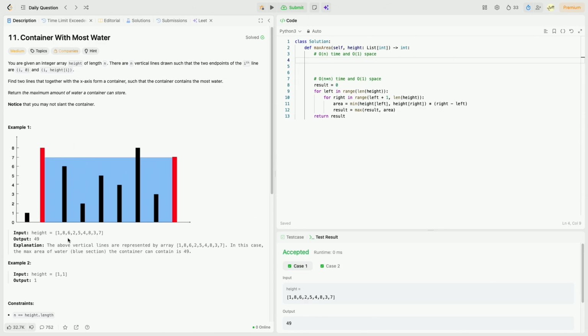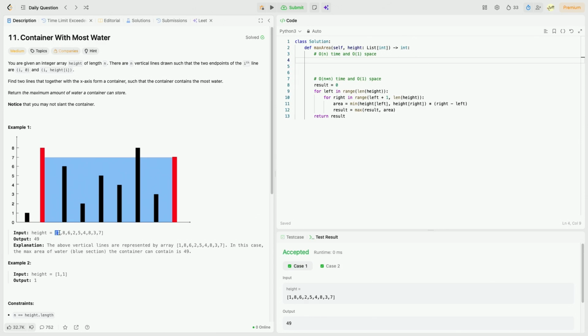If you start with the left and the right, you compute the area between the left line and the right line, right? Well, why would you want to do this? First of all, to maximize an area, you might want to try to maximize one of the sides of that area first.